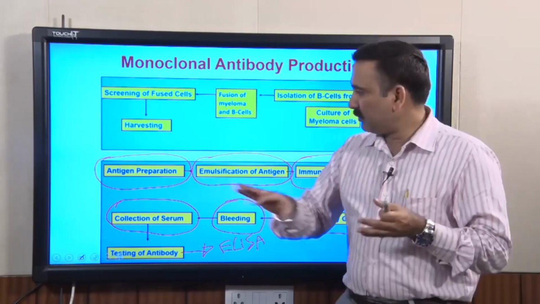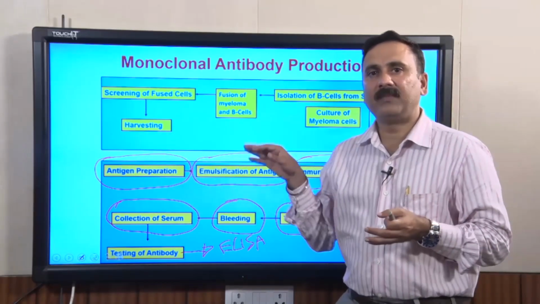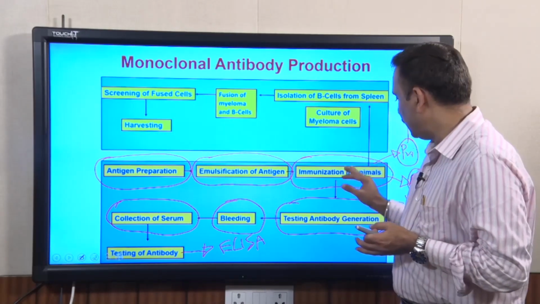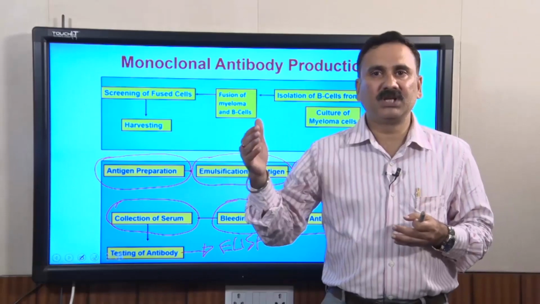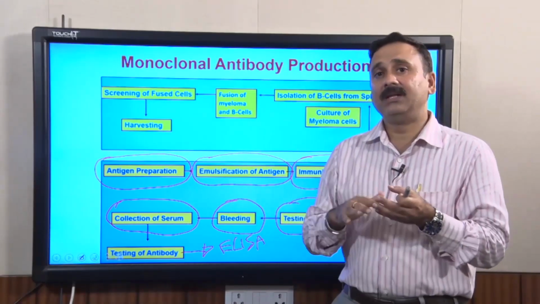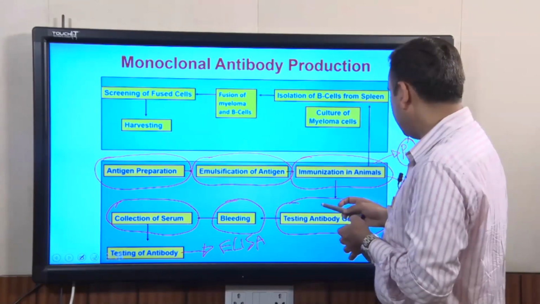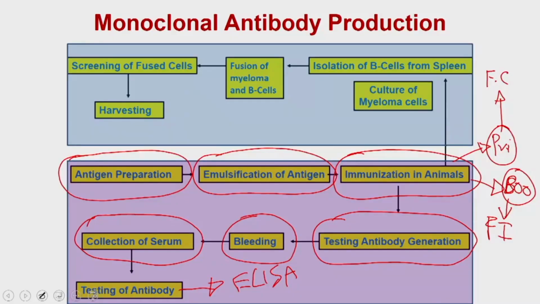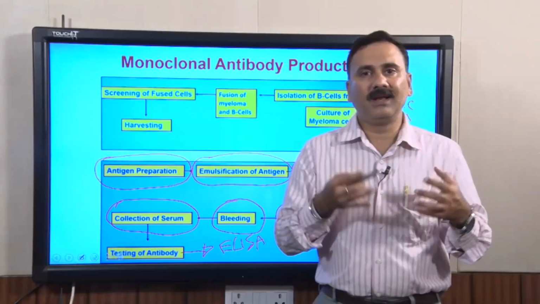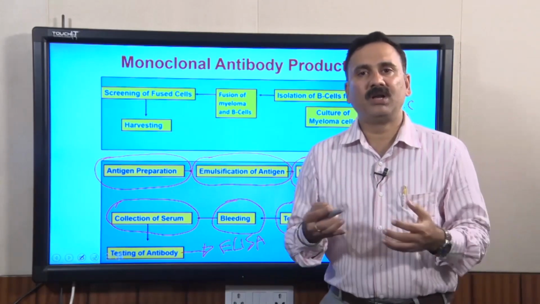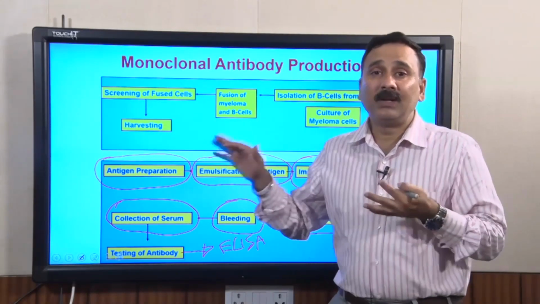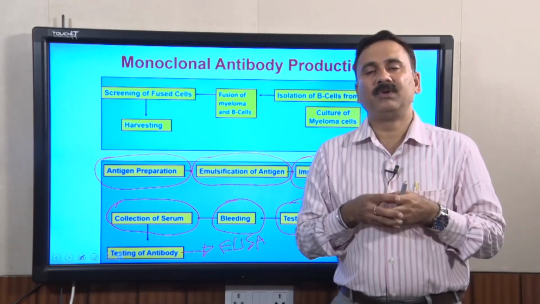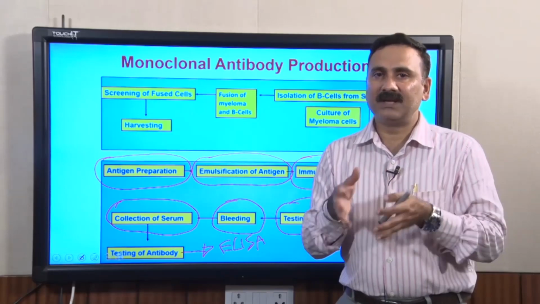To explain these steps, how to prepare and emulsify the antigens, how to immunize the animals either for the primary injections or the booster injections, and then how to test the presence of antibodies, how to bleed, how to collect the serum, and how to test the antibodies in ELISA, we have prepared a small demo clip. With this clip you will be able to understand each and every step in detail.